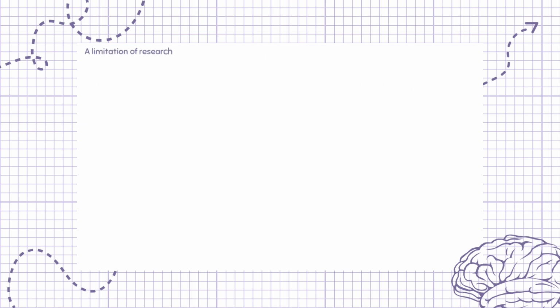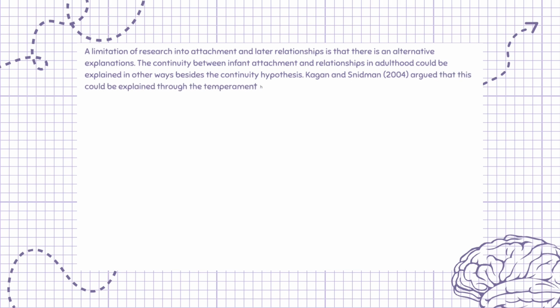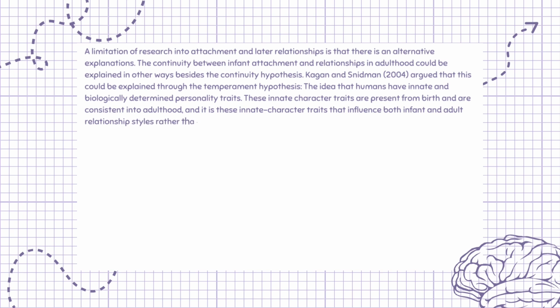A limitation of research into attachment and later relationships is that there are alternative explanations. The continuity between infant attachment and relationships in adulthood could be explained in other ways besides the continuity hypothesis. Kagan and Snidman, 2004, argued that this could be explained through the temperament hypothesis, the idea that humans have innate and biologically determined personality traits. These innate character traits are present from birth and are consistent into adulthood, and it is these innate character traits that influence both infant and adult relationship styles rather than a learned internal working model as proposed by Bowlby.